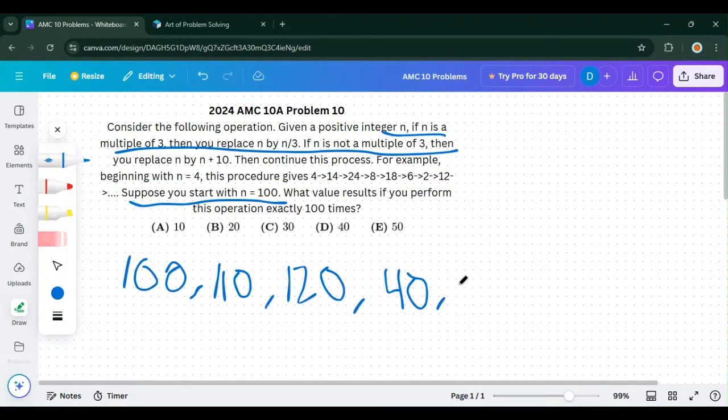So 40 is not divisible by 3, so we add 10 and we get 50. 50 is not divisible by 3, so we add 10 and we get 60. And then 60 is divisible by 3, so we get 30. Oh wait, sorry, 20.